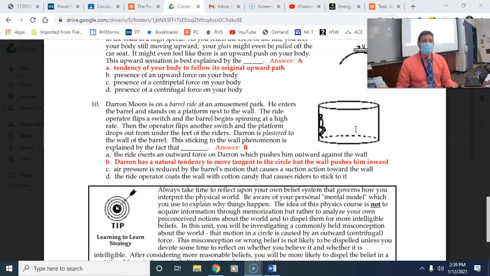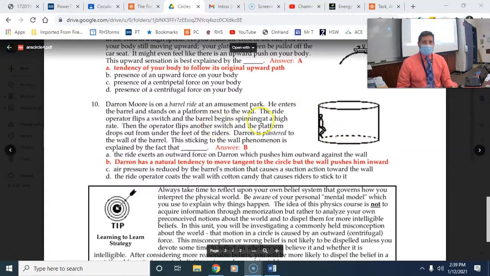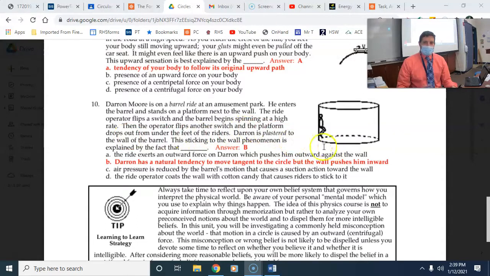The ride operator flips a switch and the barrel begins to spin at a high rate. The operator flips another switch and the platform underneath the feet drops out and Darren's plastered to the wall. Now, there's another ride that you might know of that doesn't quite do this, but it's similar. If you've lived around here for a while, you probably went to Idlewild. You've been to Idlewild? All right. Remember the ride called the Roundup? It's not exactly what they're talking about here, but it's similar.